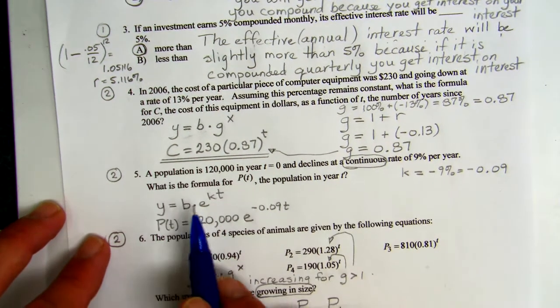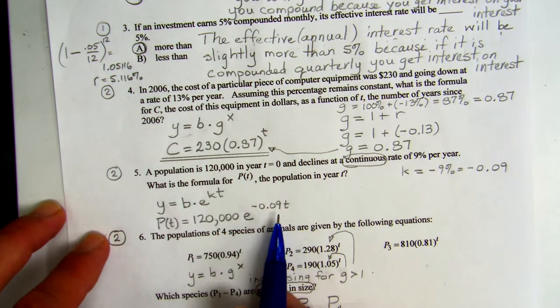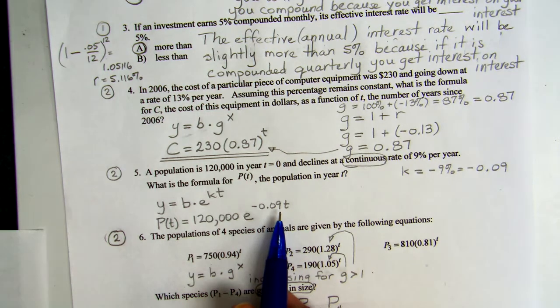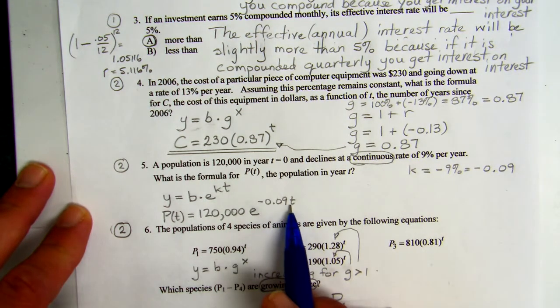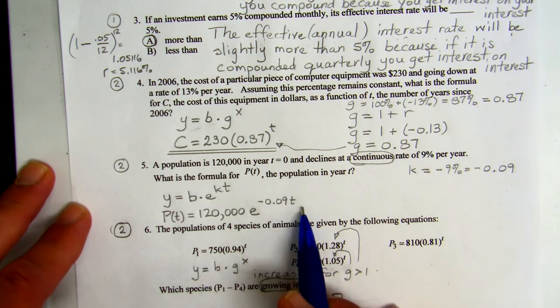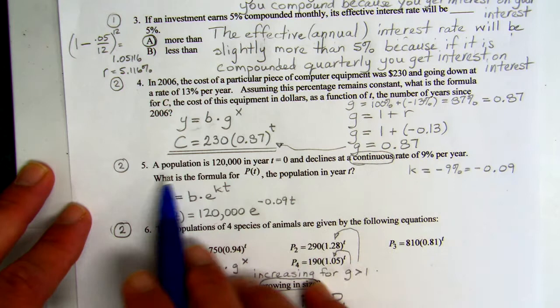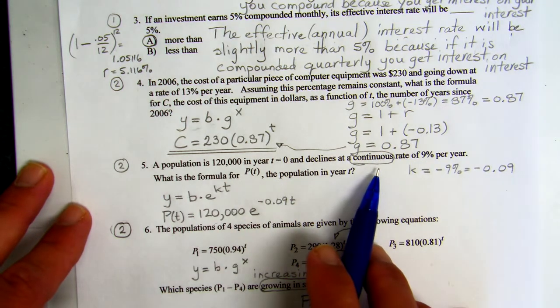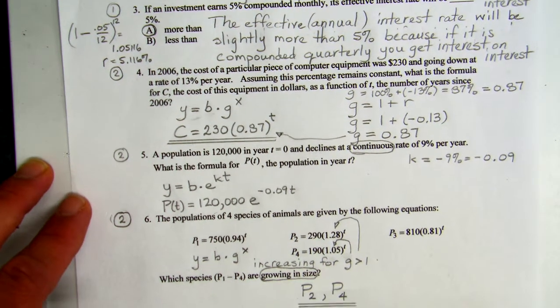And problem 5 is similar, but note it's a continuous rate. So that means we will use e to the power of kt with continuous growth rate. And so here this would be the initial value times e to the negative 0.09t. I think this was worth 2 points. I think I took off, if you did it correctly, for just a growth rate of 9%, not accounting for the continuous nature on that.